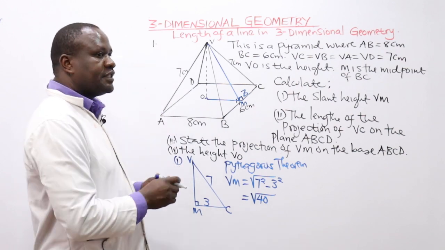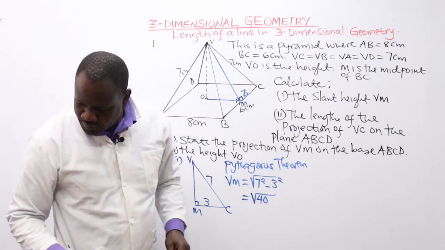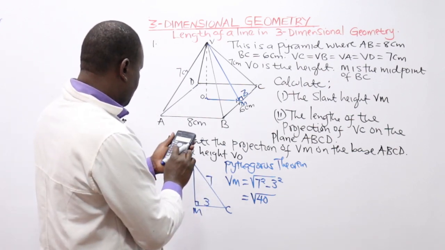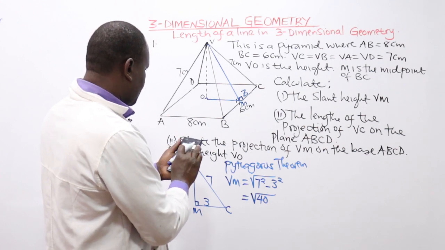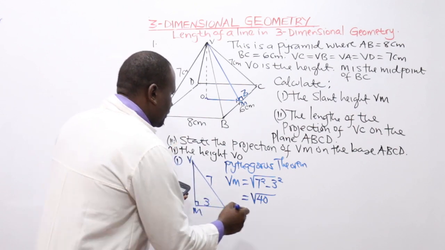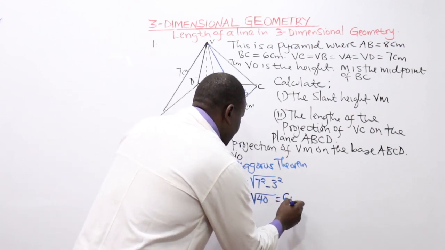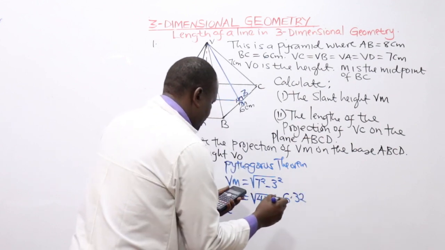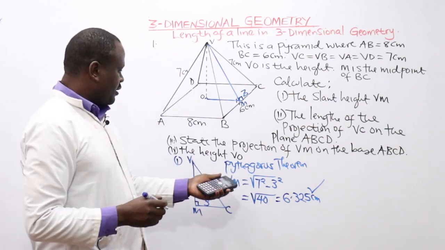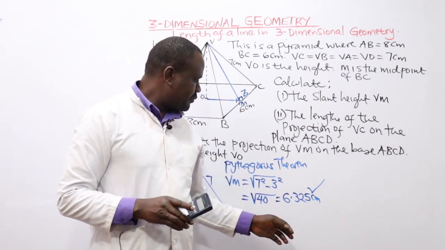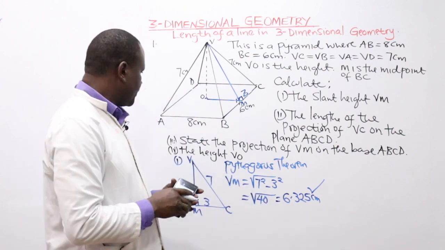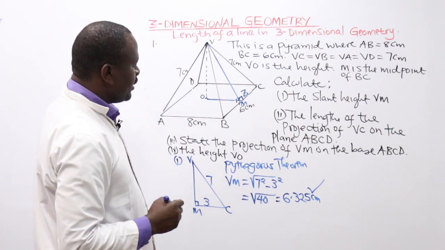And the square root of 40, you use your calculator. Turn on your calculators. Will be 6.325. Now, unless they have said you round off the answer to 1 decimal place, you have to write 4 significant figures. So that is part 1.